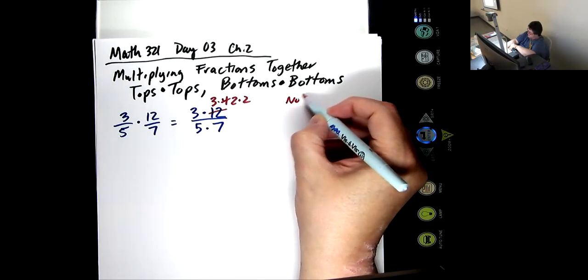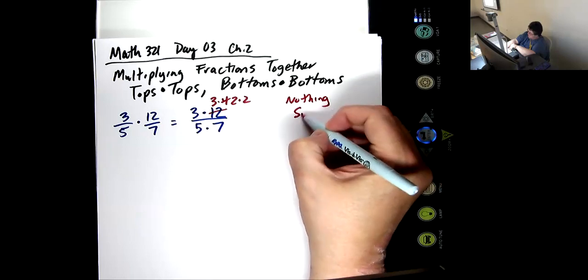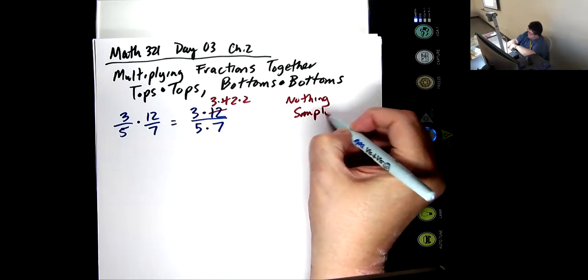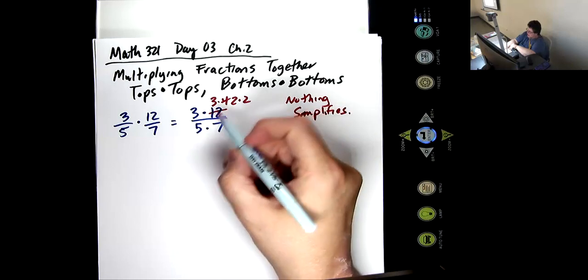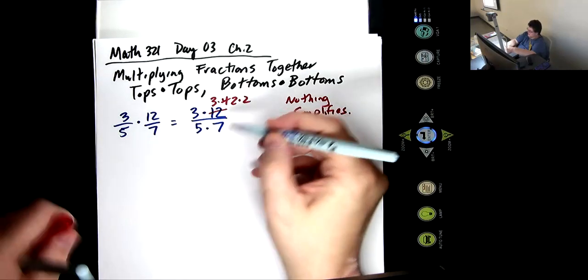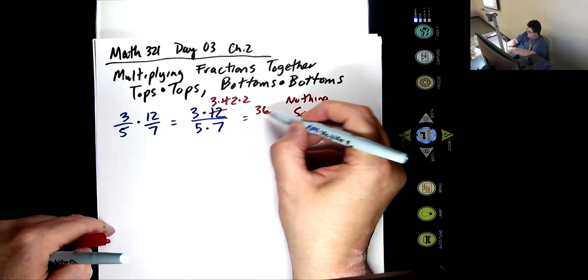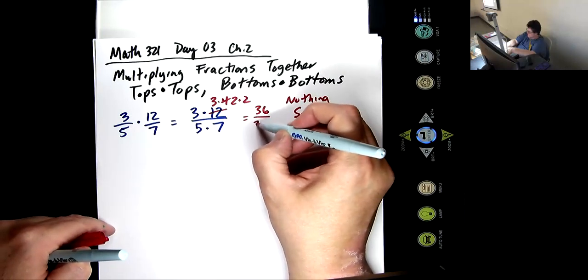Nothing simplifies here, so we leave it as is. We just finish the multiplying. 3 times 12 is 36. 5 times 7 is 35.